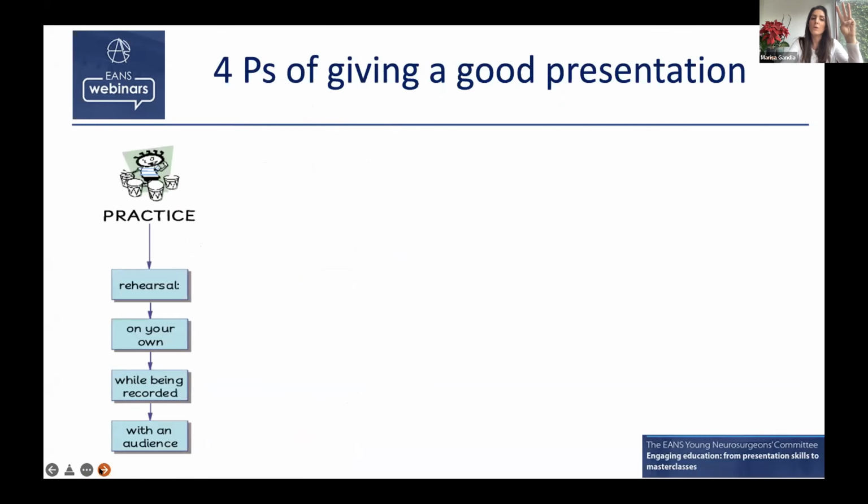The third P will be the practice. You can practice this on your own. You can practice this recording in a camera.